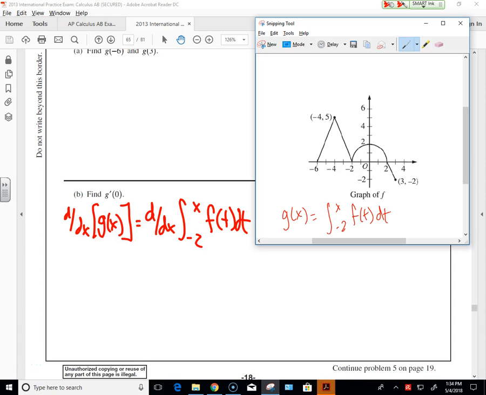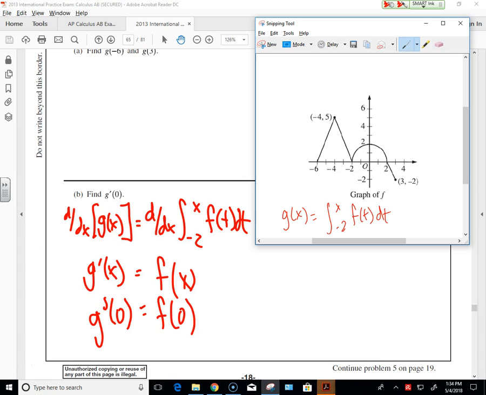Forever card. Who is this guy? FTC part 2. F of u times u prime. So g prime, the derivative of g, is equal to f of x. F of u times u prime is 1. Oh, and I just need it at 0. So if I plug in, g prime of 0 equals f of 0. Oh, I have a graph of f. F of 0, isn't that just the y value?